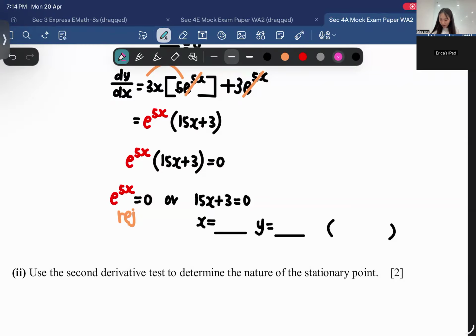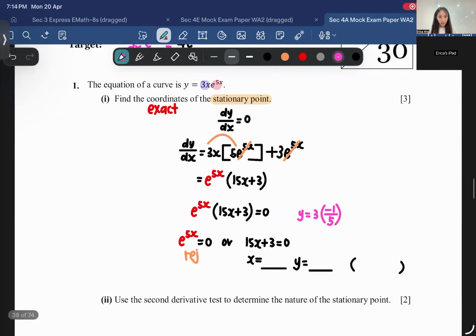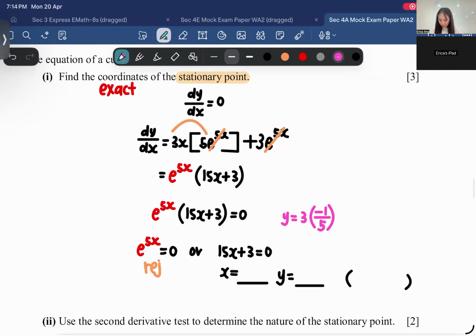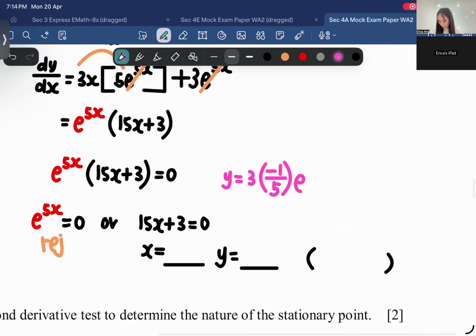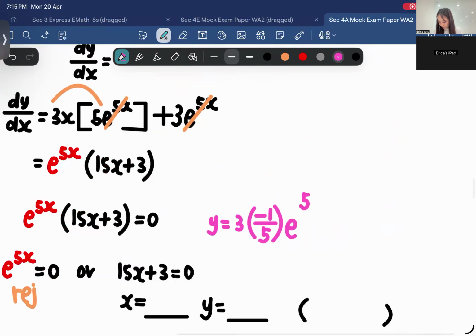Reese, you can take a look. The y, how do you sub? So you put down as your, I write here, okay? So my y, right, will be 3 bracket x. Reese, what's your x though? Negative 1 over 5, right? 1 over 5, right? Okay. Then after that, e power 5x. So e power 5 bracket negative 1 over 5.